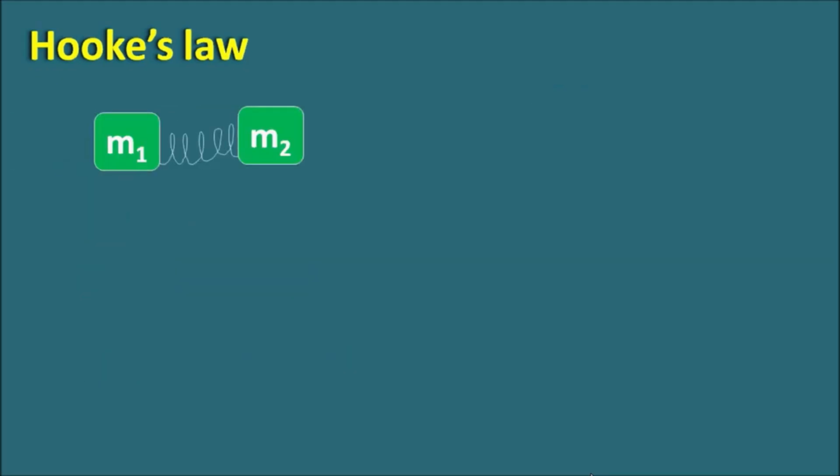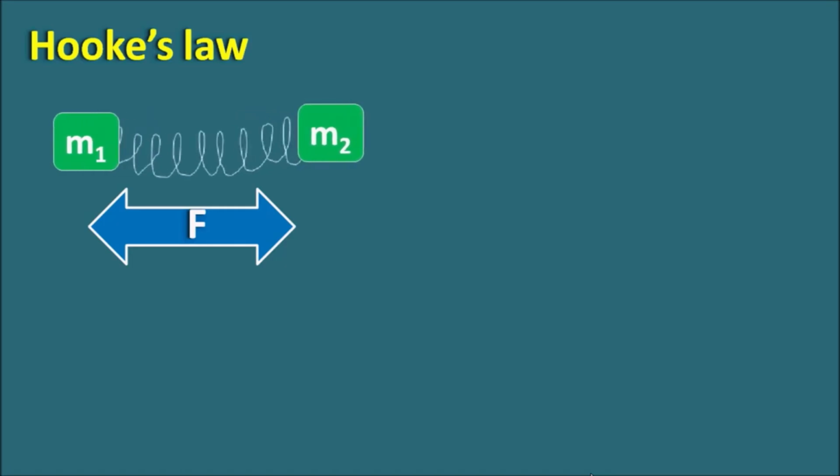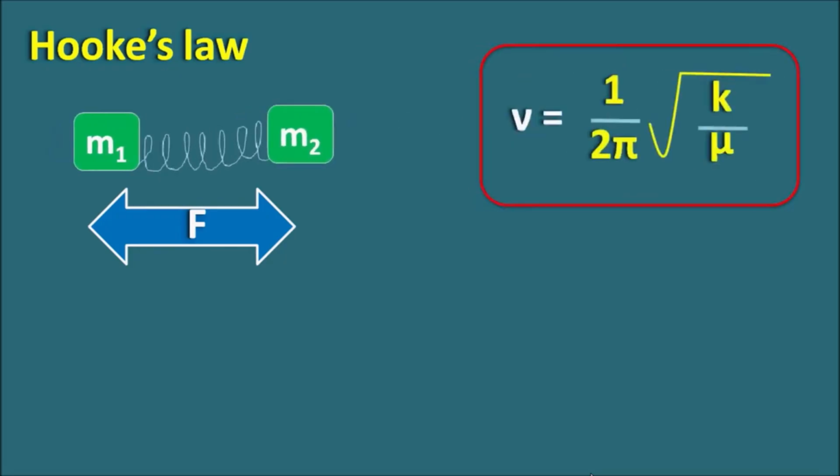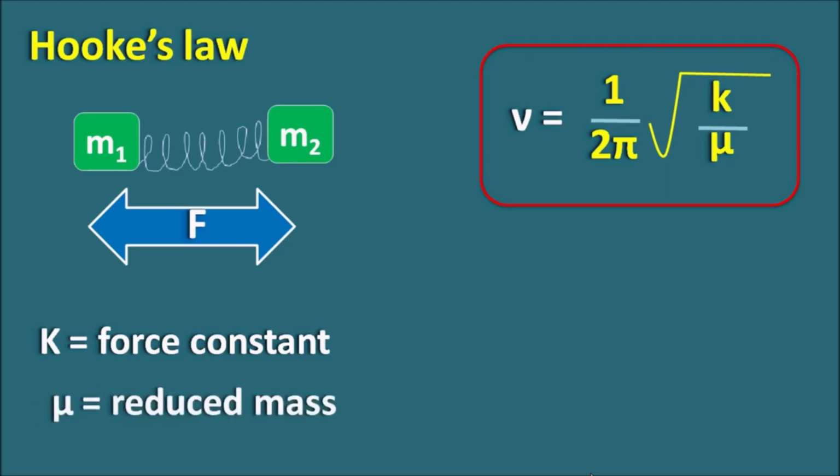Now let us apply the same concept to two objects which are connected by a spring. Again we apply a force F on these objects. Now these objects are going to oscillate, and again the distance of oscillation depends on the force we have applied. Again here Hooke's law gives the frequency of oscillations as nu is equal to 1 by 2 pi into root of K by mu. Again K is the force constant, but what about mu? Mu is called the reduced mass. Why is it called the reduced mass? Because we have the equation 1 by mu is equal to 1 by m1 plus 1 by m2. So 1 by mu is equal to the sum of the reciprocals of the masses m1 and m2.